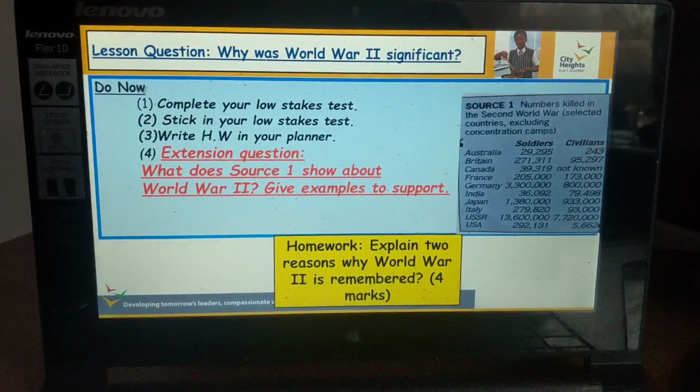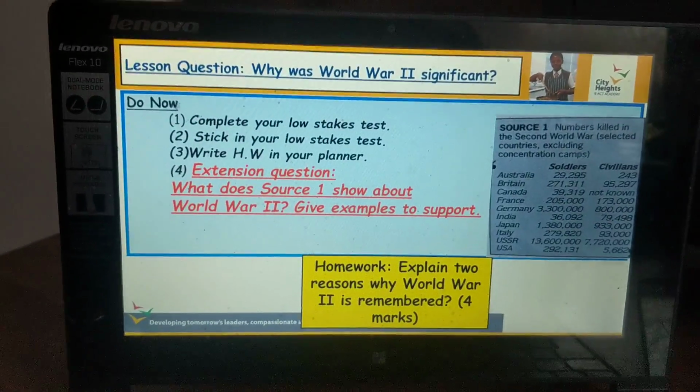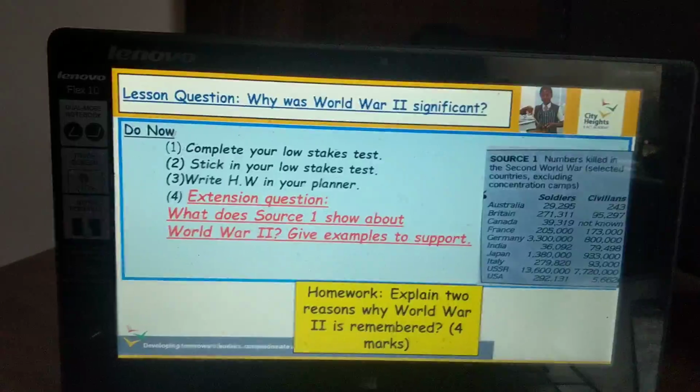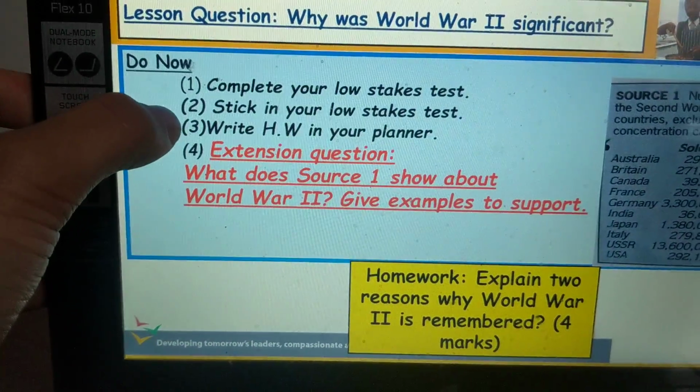So today's lesson, the lesson question at the top is, why was World War II really significant? For the do now activity, I want all of you to move straight on to number 3.